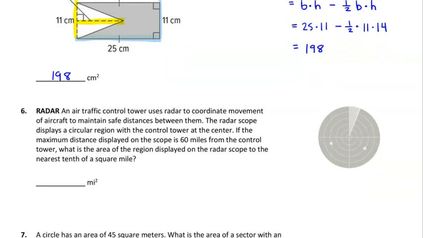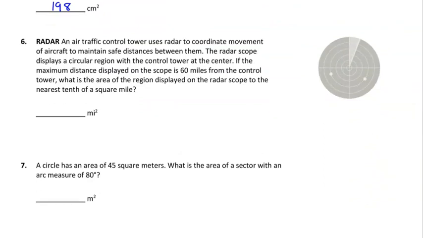For number 6, it says an air traffic control tower uses radar to coordinate movement of aircraft to maintain safe distances between them. The radar scope displays a circular region with the control tower at the center. So our control tower is here. And then it says if the maximum distance displayed from the scope is 60 miles from the control tower, which is at the center, what is the area of the region displayed? So we're just doing the area of a circle. And so we've got area equals pi r squared.